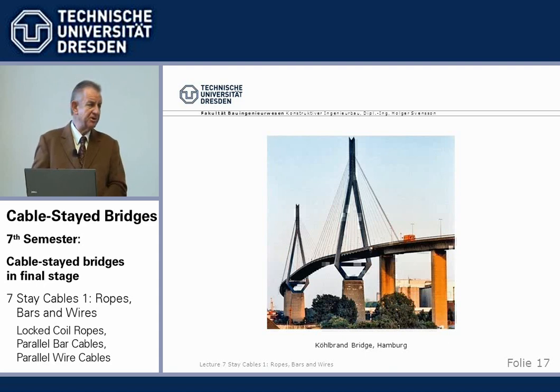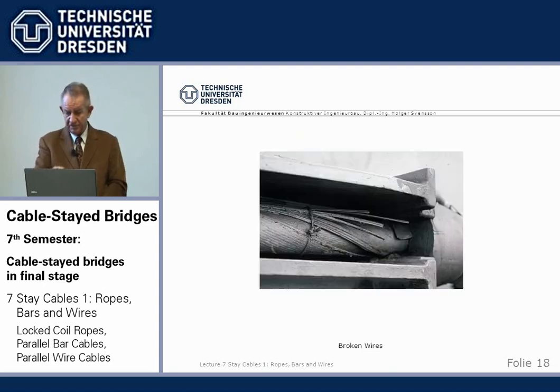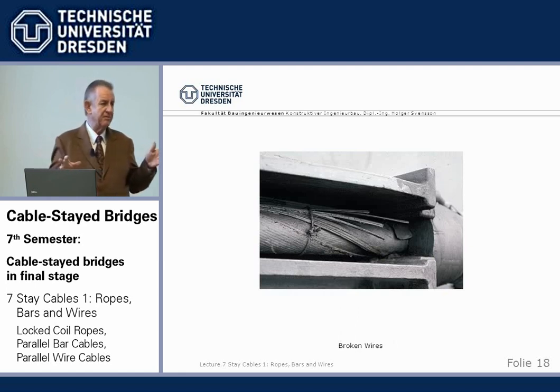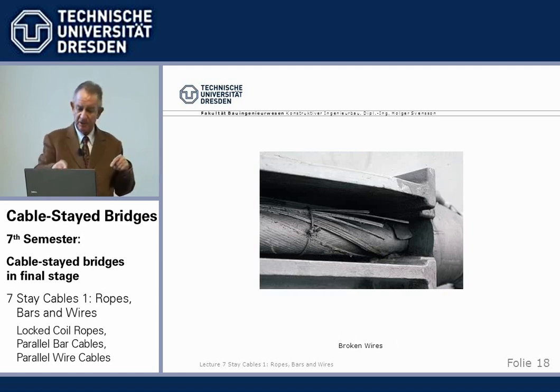Famous is the Köhlbrand Bridge in Hamburg. You see here at the anchorage outer wire breaks. We see that with the naked eye. And finally, so many wires of so many cables broke that all cables had to be exchanged. The reasons were many, as always, if something happens. There's not just one. But the one reason was there was a design mistake. The anchorages were built in with the secant angle, not with the tangent. So there was additional bending.